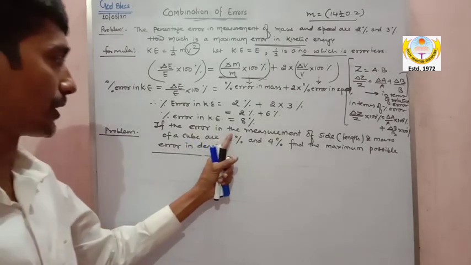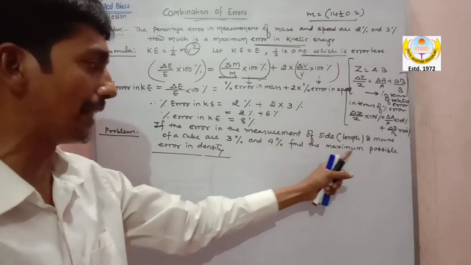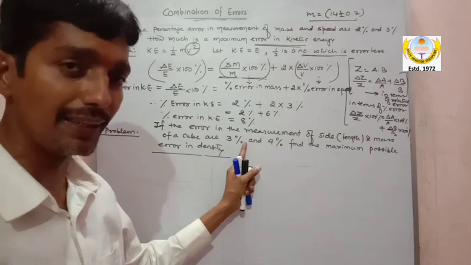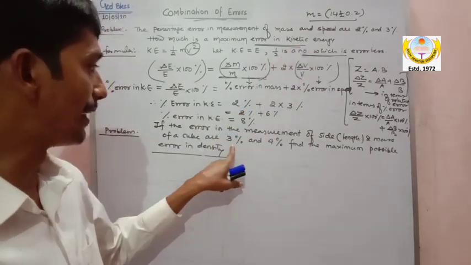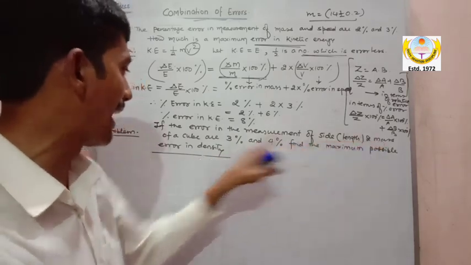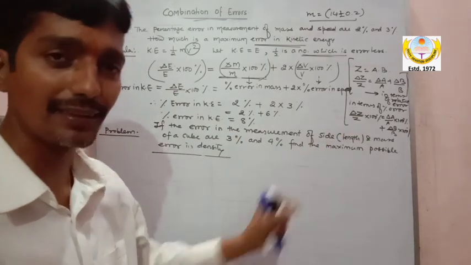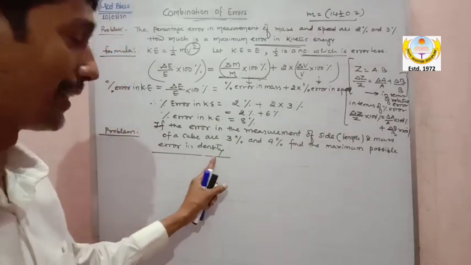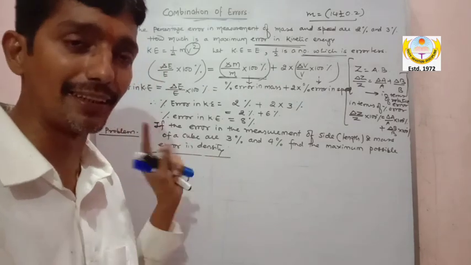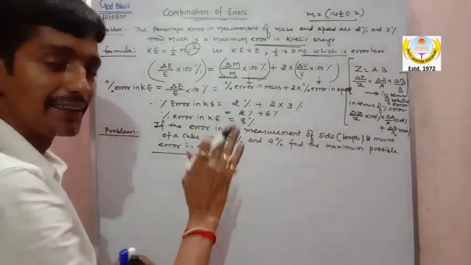Similarly, my dear, in this question: if the errors in the measurement of side, that is length, and mass of the cube are 3 and 4%, find the maximum possible error in density. Again, common sense: it is given as percentage error directly. They have not given delta L and the true value L, or delta M and the true value of M. They have directly given the percentage error of length and mass, and they ask you to calculate the maximum percentage error in density.